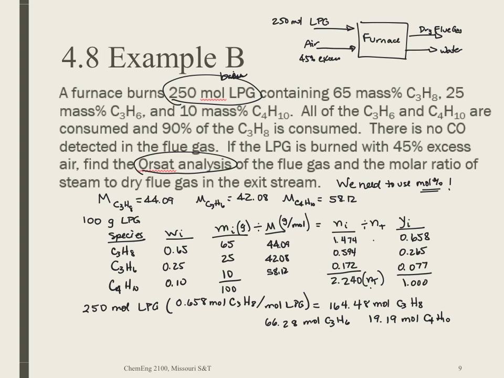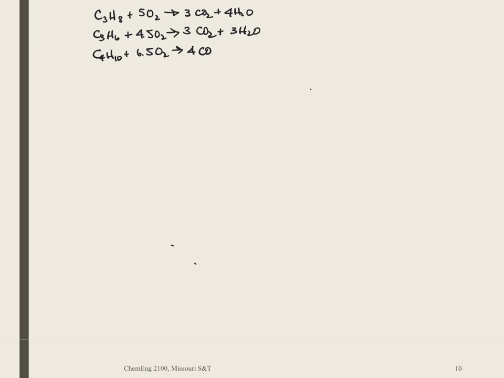So next we need to develop the combustion reactions. In this case, C3H8 requires 5 oxygens for complete combustion to 3 CO2 plus 4 H2O. C3H6 requires 4.5 oxygen to make 3 CO2 plus 3 H2O. And C4H10 requires 6.5 oxygens to make 4 CO2s plus 5 H2Os. So I can use this to come up with the theoretical O2 requirement.